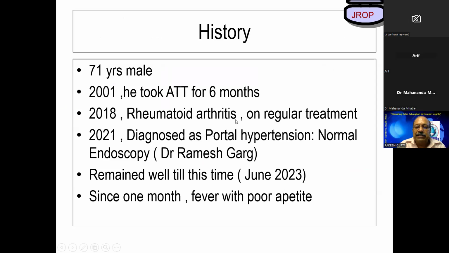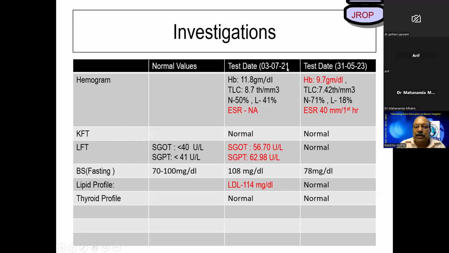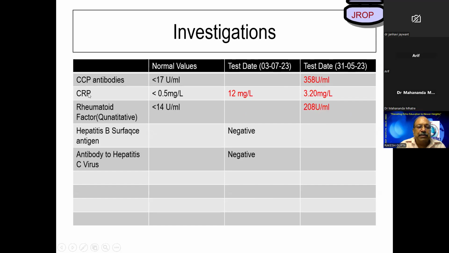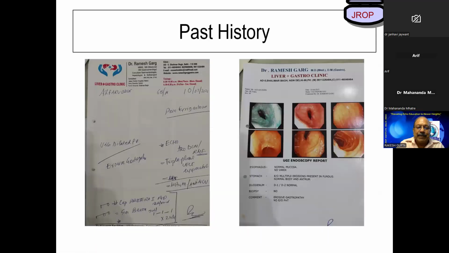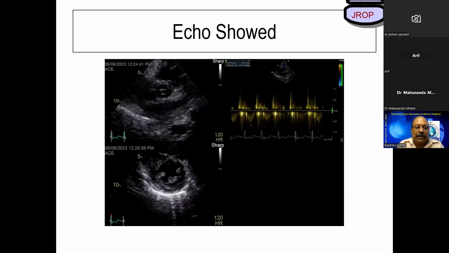Then these are the investigations of 3rd July 21 and 31st May 23. Hemoglobin has dropped, ESR is increased, SGOT, rest everything is normal, nothing significant. Then look at the CCP antibodies and CRP, along with rheumatoid factor, significantly increased at this time. This is his chest X-ray: prominent bronchovascular markings, patchy opacity seen in right lung, query infective etiology. Both diaphragms are normal, right CP angle is obliterated, cardiac size normal. This is his ECG. And now let's look at an echo.